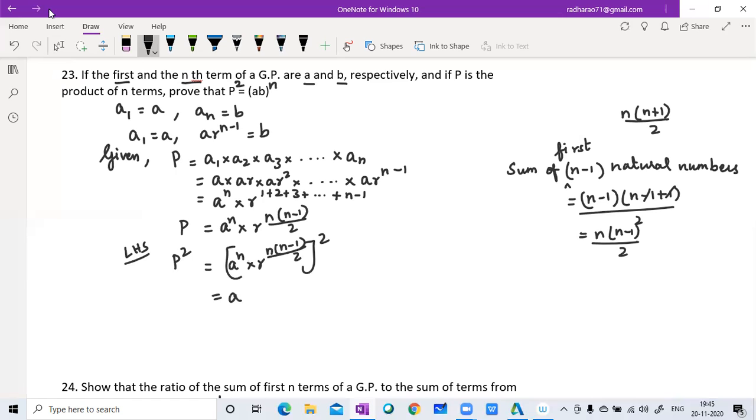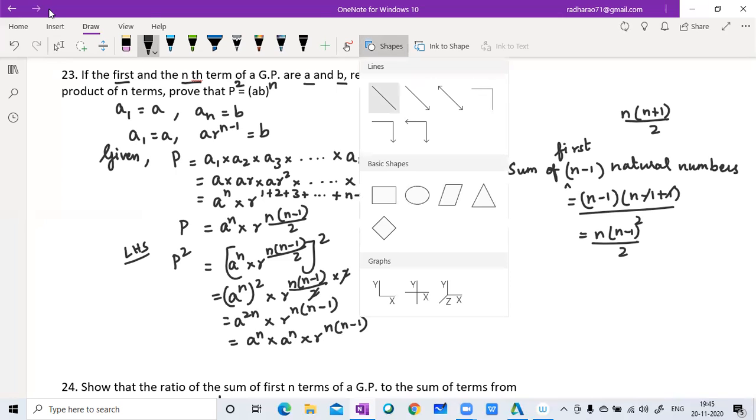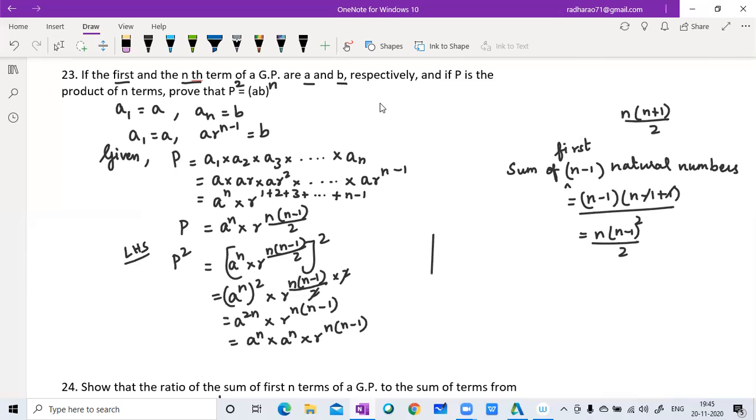The powers will be multiplied separately. So A power n the whole power 2 into R power n into n minus 1 by 2 into 2. So this 2 and 2 get cancelled. So you get A power 2n into R power n into n minus 1. So A power 2n can be written as A power n into A power n into R power n into n minus 1. Right?